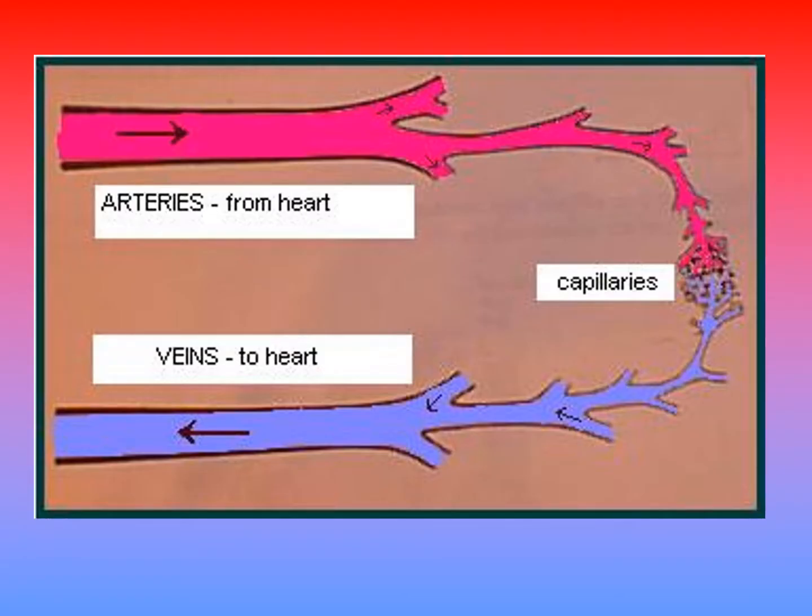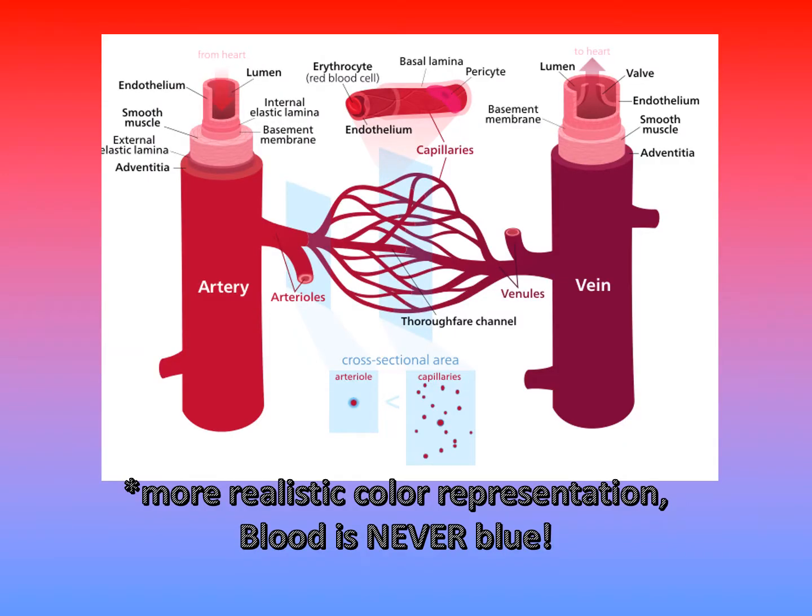Here's another way to look at it. This one's nice too because it shows how the gas exchange is happening right here. The blood is moving from red, oxygen-rich blood, to oxygen-poor blood. And our blood is never blue, but we use the color to represent oxygen-poor blood. So this is a better picture to show the color exchange.